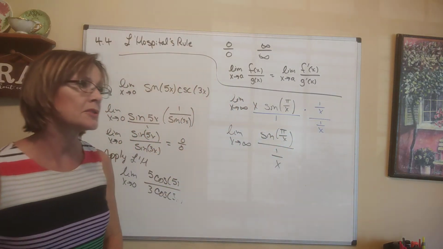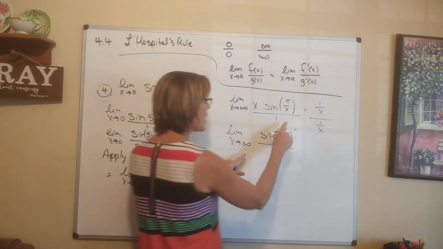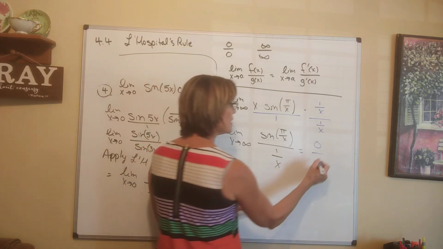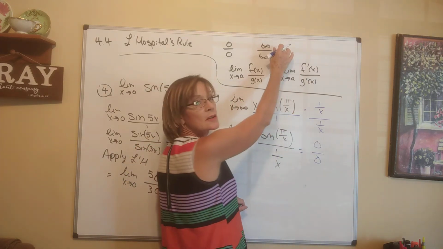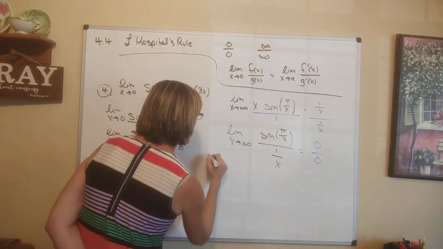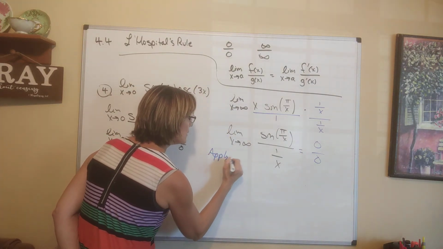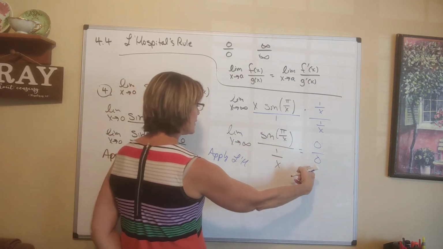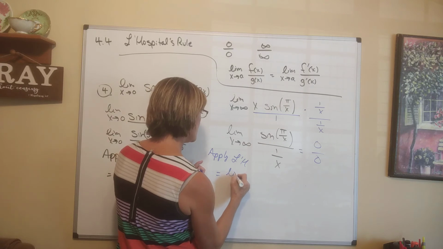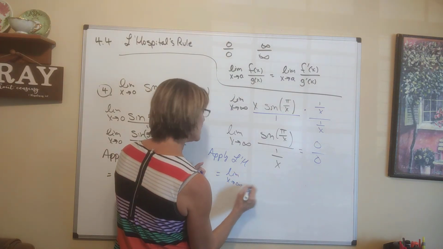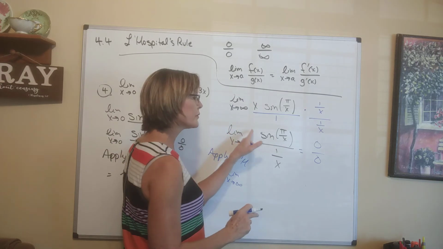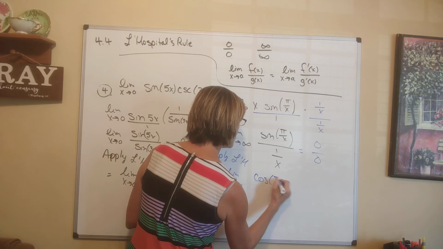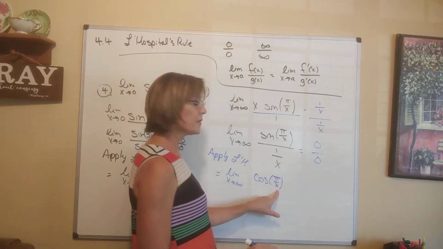Now, if I use direct substitution again, the sine of pi over infinity is the sine of 0 is a 0. 1 over infinity is a 0. And now I see that I've got this indeterminate form. So I'm allowed to apply L'Hopital's rule. Okay, so once we do that, this is equivalent to the limit as x approaches infinity of the derivative of this. Derivative of sine is cosine of the angle times the derivative of the inside.